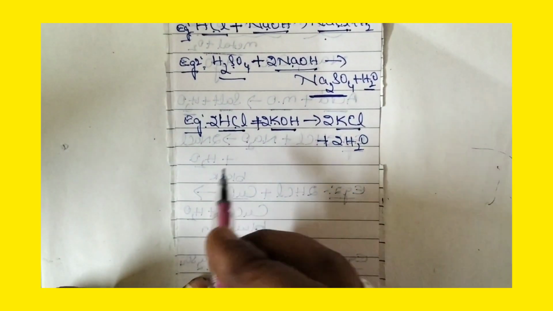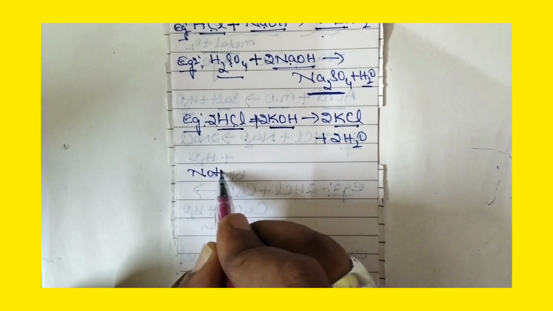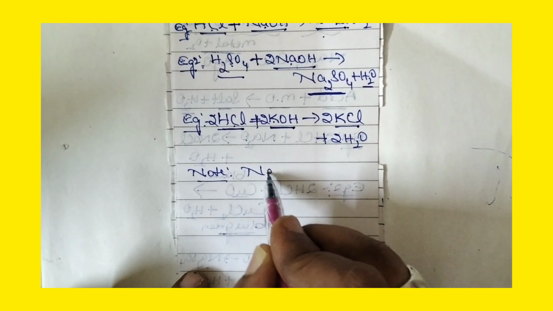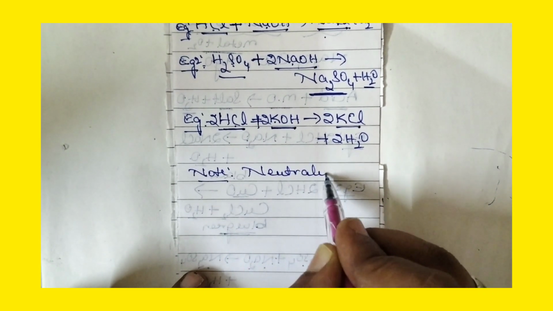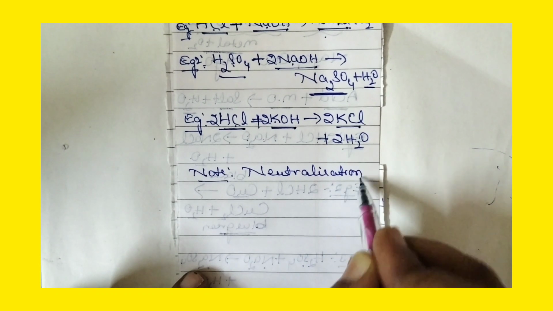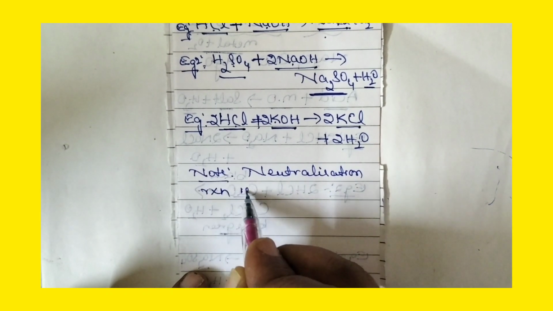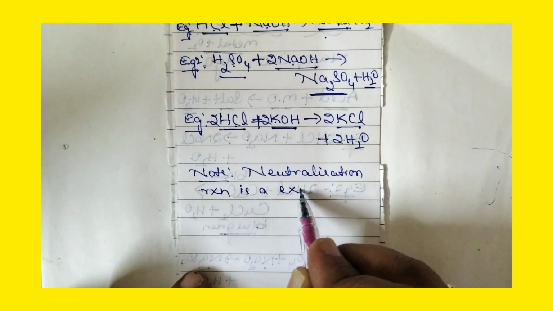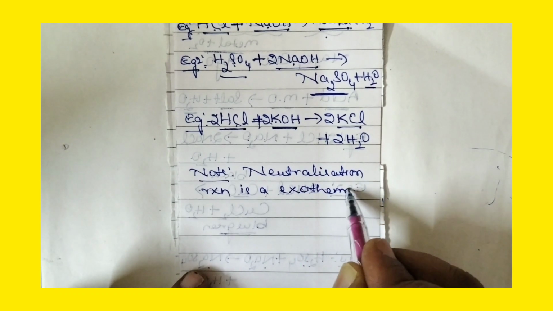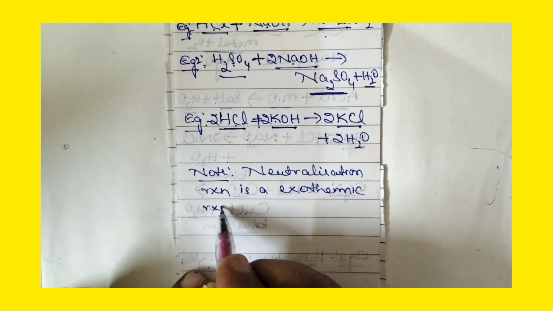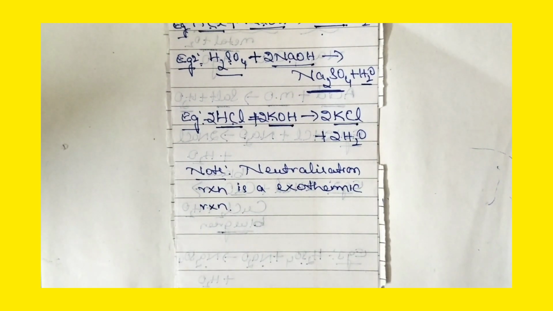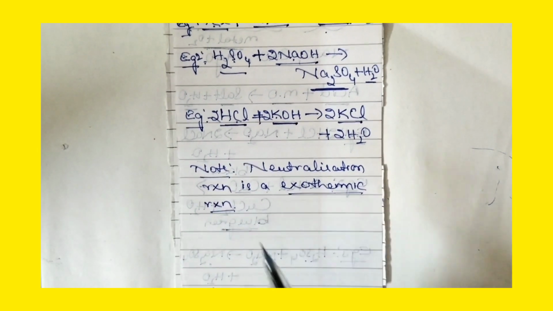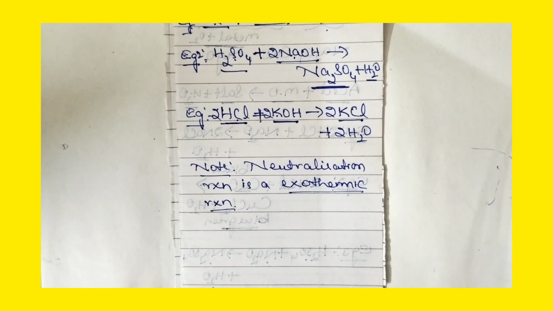So let us write a note here. The note is that neutralization reaction is an exothermic reaction. Already in the first chapter, chemical reactions and equations, we have studied what an exothermic reaction is: a reaction in which energy is released. A reaction in which energy is released, we call it an exothermic reaction.